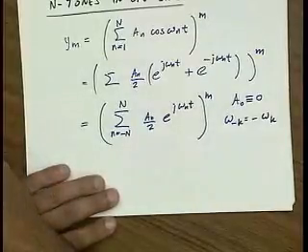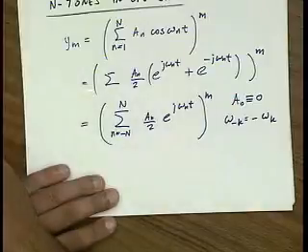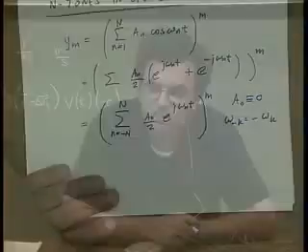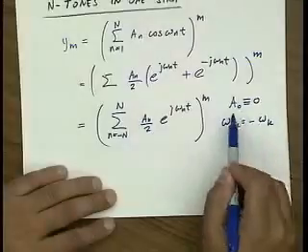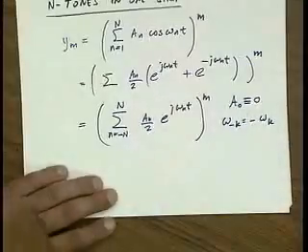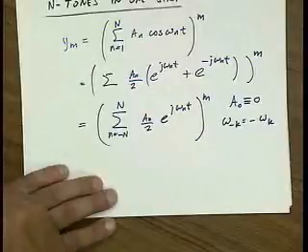Questions? Yes? How about the term n equals 0? Okay, I get rid of that term by just forcing it. So I just say a_0 equals 0. Good question. Somebody's awake.